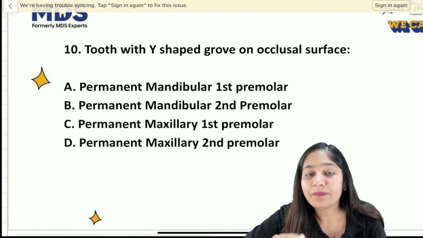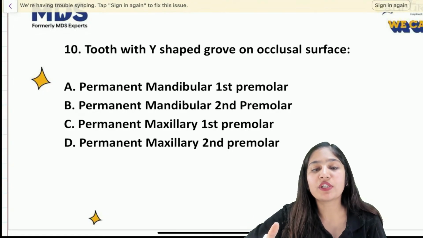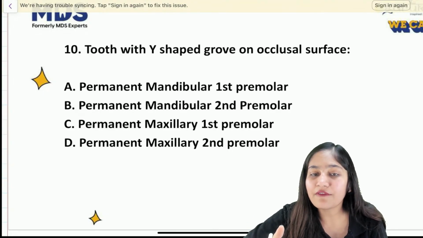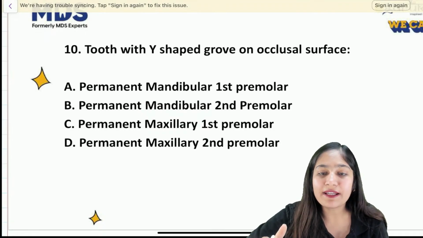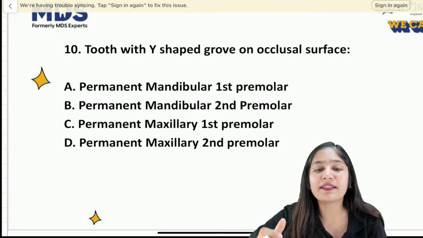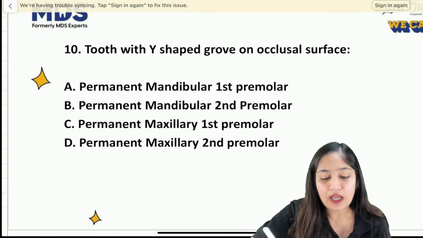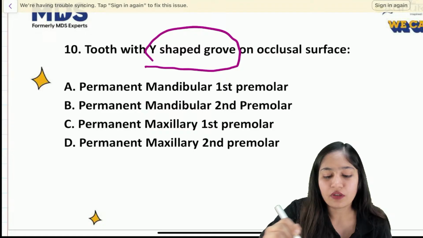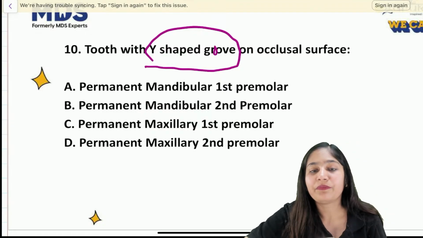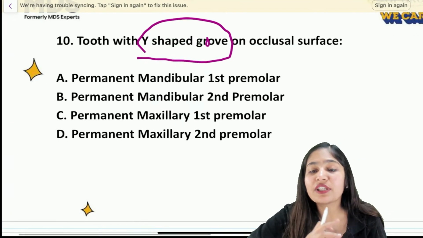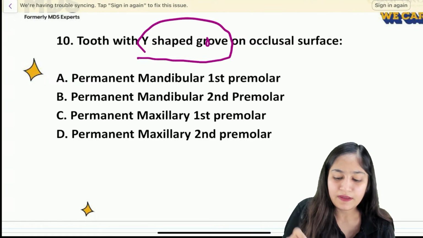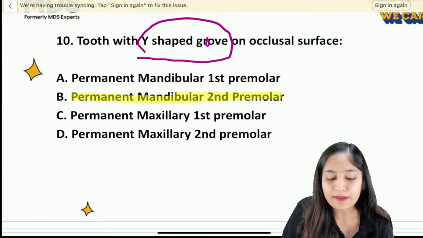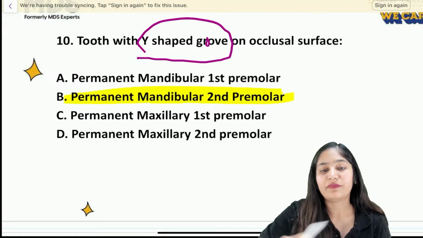Tooth with Y-shaped groove on occlusal surface. Is it permanent mandibular first premolar? Is it permanent mandibular second premolar? Is it permanent maxillary first premolar? Or is it permanent maxillary second premolar? Now, Y-shaped groove. So, Y-shaped groove is a characteristic feature of which tooth? Permanent mandibular second premolar. Why?